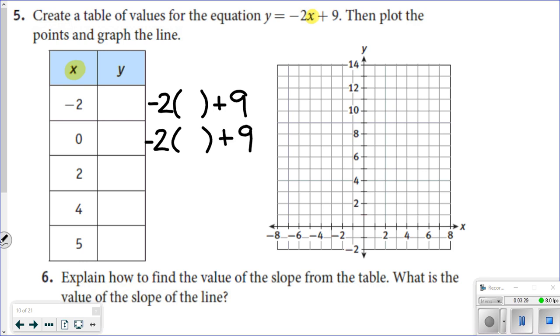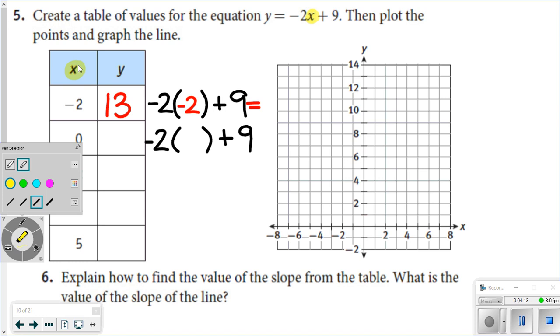So the first x is negative 2. What that means is x comes out of our equation, it sits on the bench, and negative 2 is the sub or the replacement. You can use your calculator or maybe you can do it in your head. We're going to do negative 2 times negative 2 plus 9, equals, or enter, and I got 13. And then we're going to do it again with 0.